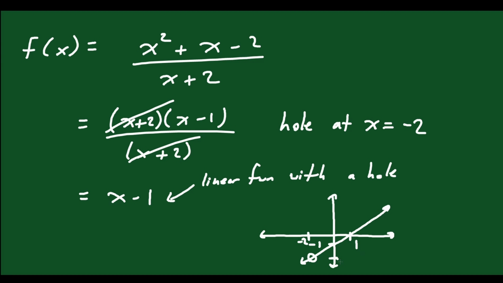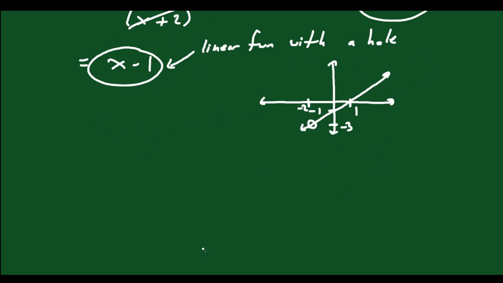You could figure out the y coordinate, or the y part of the coordinate for the hole. You just plug in -2. -2 minus 1 is -3, so that's at a height of -3. So you could label things like that, but for this one, it's very straightforward, right? Once those cancel, you're left with a linear function. It just so happens to have a hole in it, right? So you draw your linear function and then put a hole, and that's it.